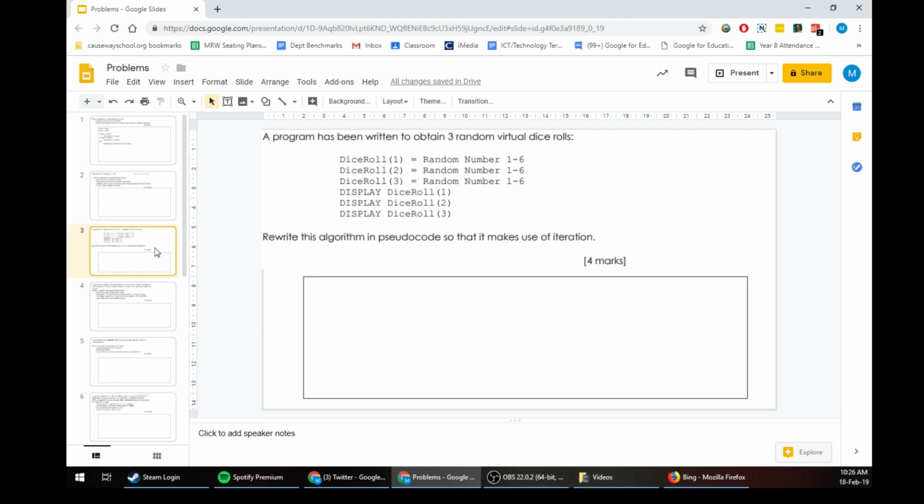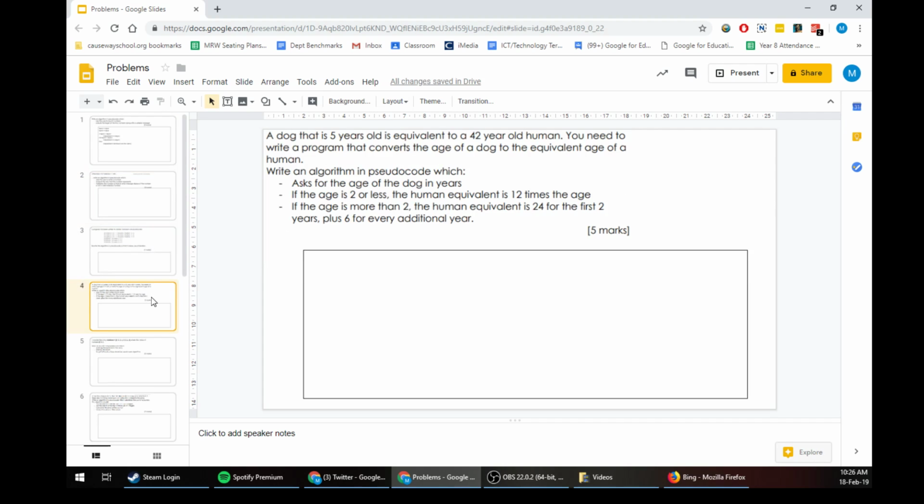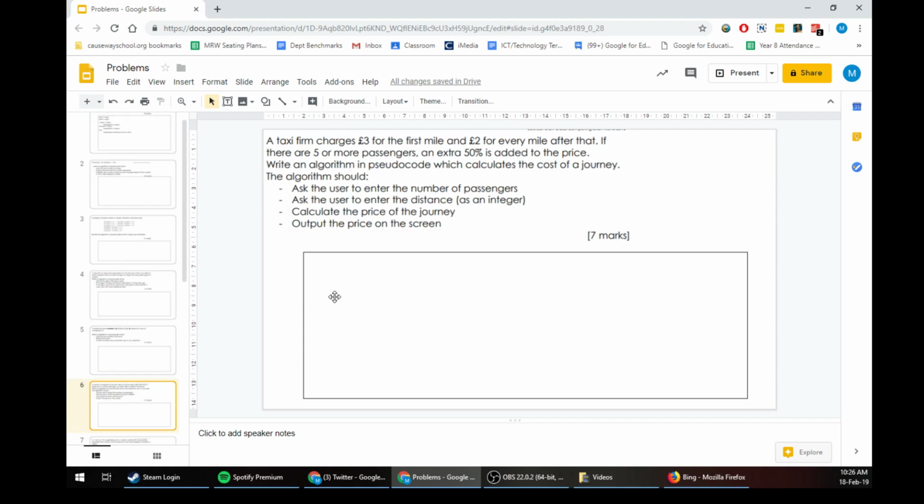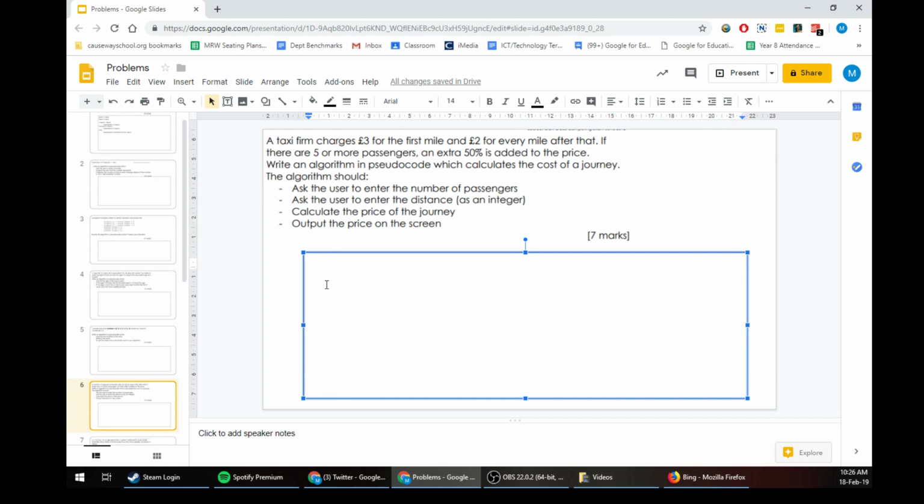If we have a look through some of these other ones, and again there should be a link appearing just below for you, there's different things we can look at in here. So let's have a look at this one. A taxi firm charges £3 for the first mile and £2 every mile after that. If there are 5 passengers, add an extra 50% on the added price. Write an algorithm in pseudocode that calculates the cost of the journey.